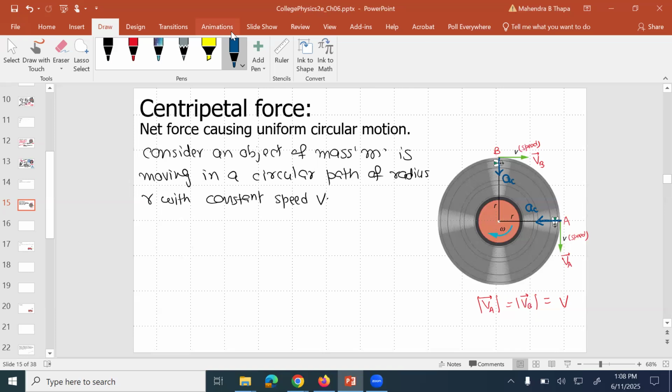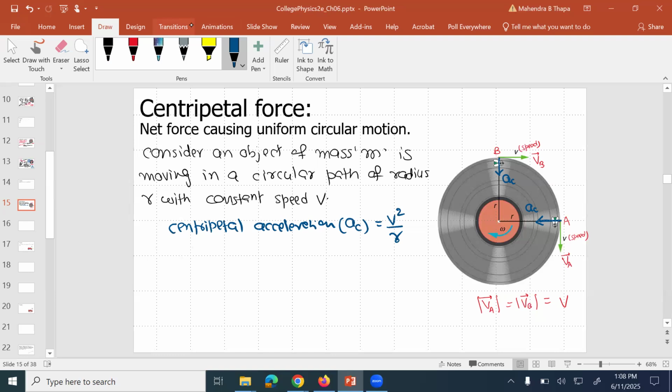So we know that the centripetal acceleration will be v squared over r. So v is the speed, and here this r is the radius as before. Okay, so it will be the same. The positive value will be the same at every point.